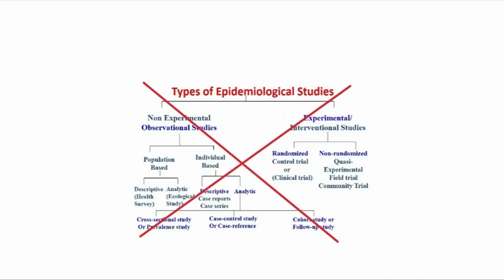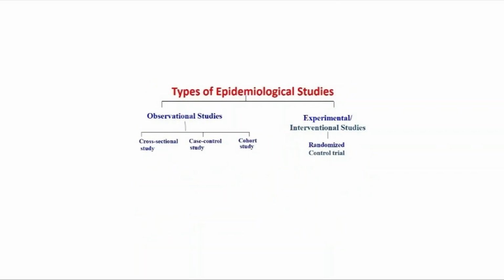But all these are not relevant for PLAB. Though it's good as an epidemiologist to know all this, for PLAB, we'll focus on a subset of this total information. So this is what we're going to focus on in this presentation. Epidemiological study is broadly divided into observational studies and experimental studies. Under experimental studies, we have randomized control. And under observational studies, we have case control, cohort study, and cross-sectional.